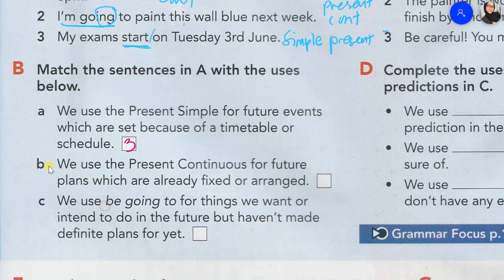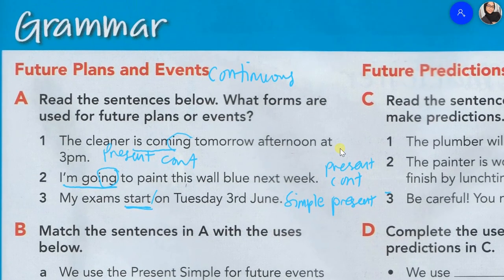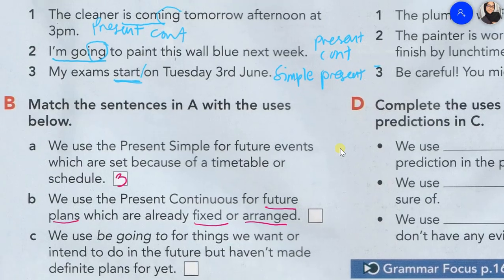Okay, what about the next one, the explanation in B? We use the present continuous for future plans which are already fixed or arranged. Future plans which are already fixed or arranged. So we are only left with number 1 and number 2. Okay, so which one is a future plan which is fixed or arranged?